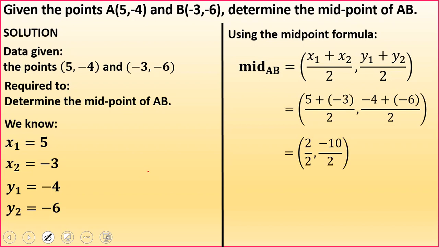This gives 2 divided by 2 and -10 divided by 2. Therefore, the midpoint of line segment AB is (1, -5).